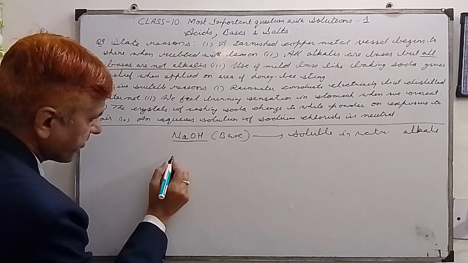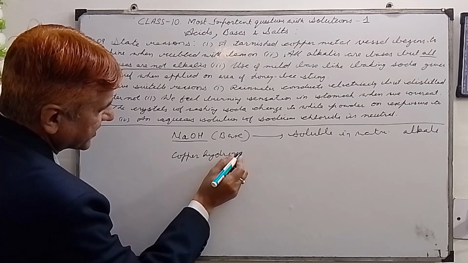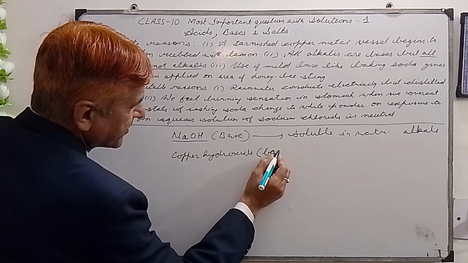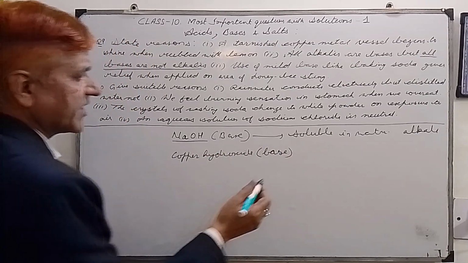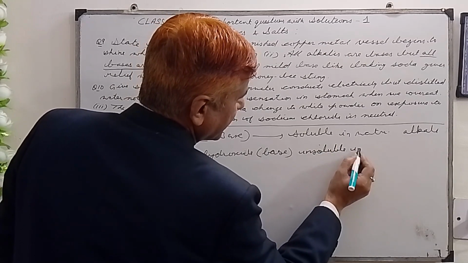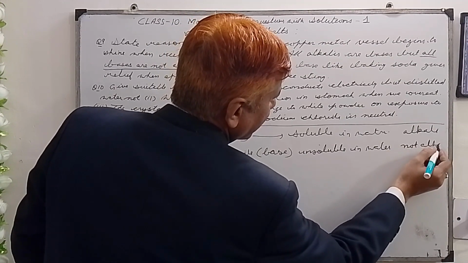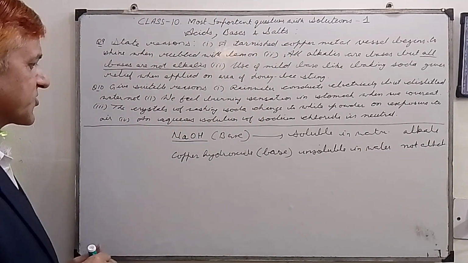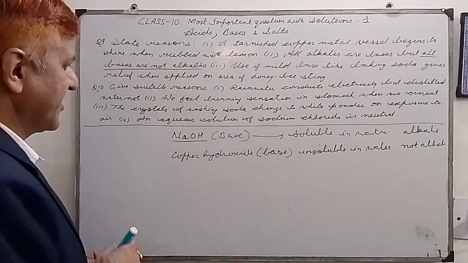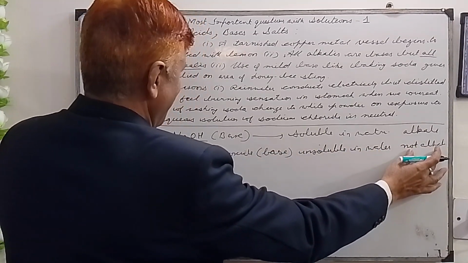And my dear students, copper hydroxide. This is also a base, but it is insoluble in water. So this is not alkali. So all bases are not alkali. Now copper hydroxide is a base, but it is not alkali.